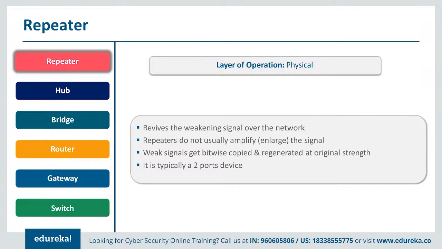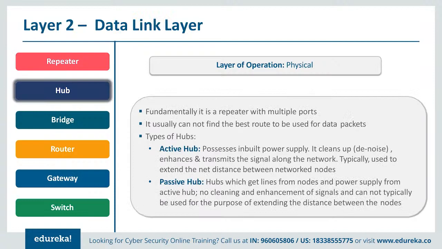Repeater works on the physical layer. Repeater just amplifies the signal and sends it a longer distance. And hub, data link layer. The difference between the repeater and the hub is that a repeater amplifies only the particular signal, whereas a hub gets signal from multiple inputs and sends it to a single output or multiple outputs, or receives from multiple inputs and transmits across multiple outputs.